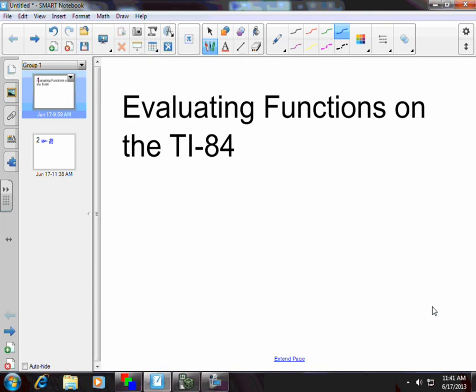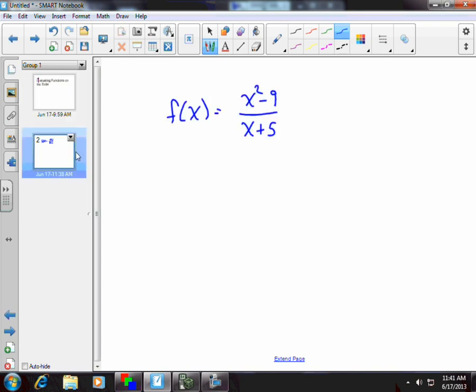In this video, we will use your TI-84 to evaluate functions at various inputs. So suppose we have this function, f of x is (x squared minus 9) divided by (x plus 5). And we'd like to evaluate this function at various inputs. Now again, this is not difficult, so I'm sure you can evaluate this function on your own. But again, this is for demonstration purposes, to show you some of the capabilities of your calculator.